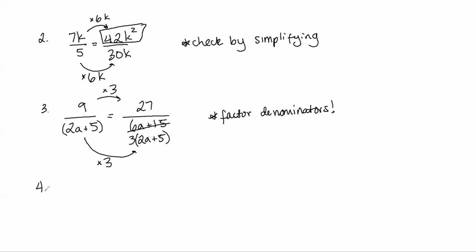All right, and then one last example here. 5k plus 1 over k squared plus 2k equals something over k cubed plus k squared minus 2k.